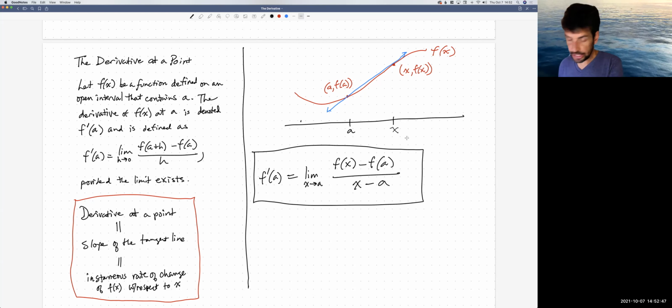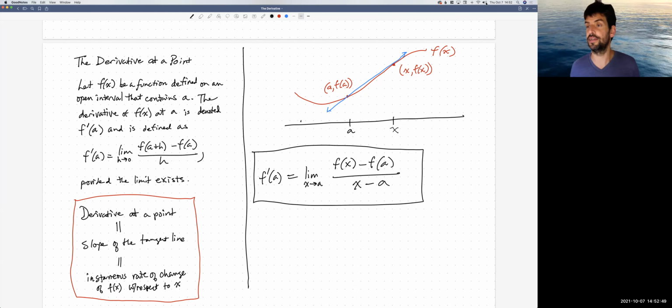Okay, that's going to be it for this one. We'll do some more examples of finding the derivative at a point, or the slope of the tangent line, or the instantaneous rate of change. And we'll talk more about that connection in the next couple of videos.